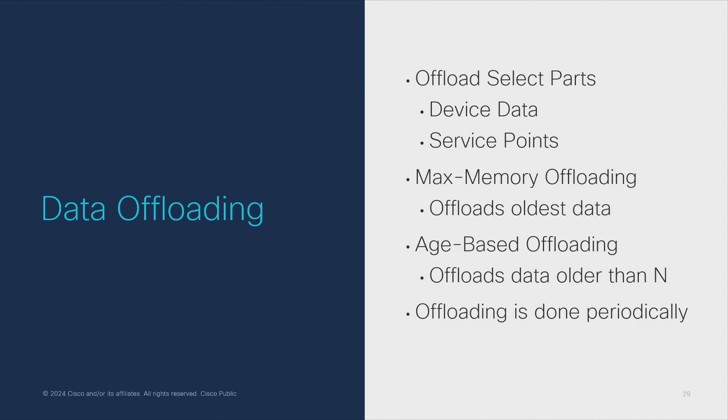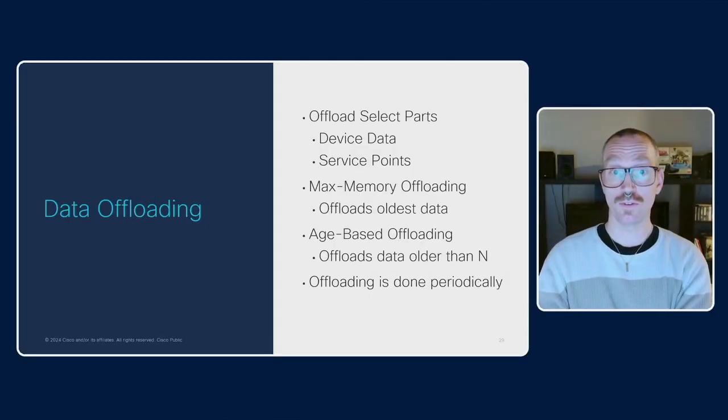So by default, device config is an offload point. So for each device, it will track the config subtree for it. And whenever you load packages in with service points, those will be added as well. We have two ways of specifying when we want to offload things. One is a max memory limit. The default is set to 50% of available system memory.